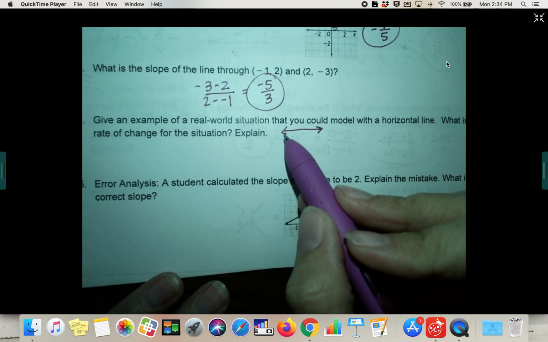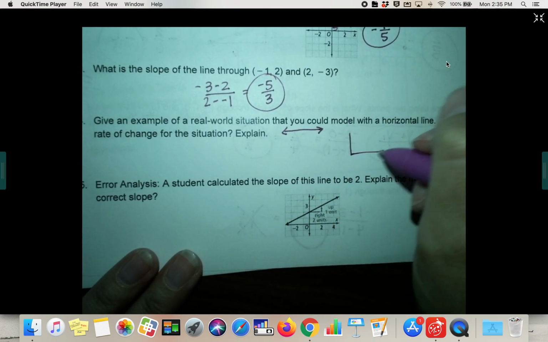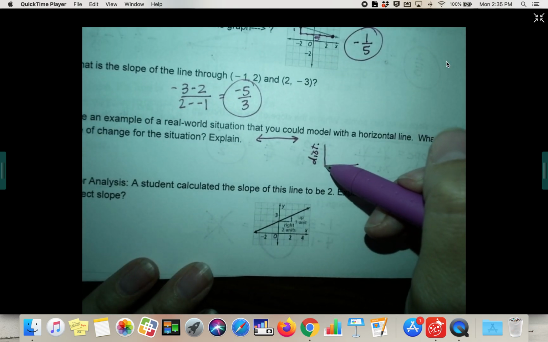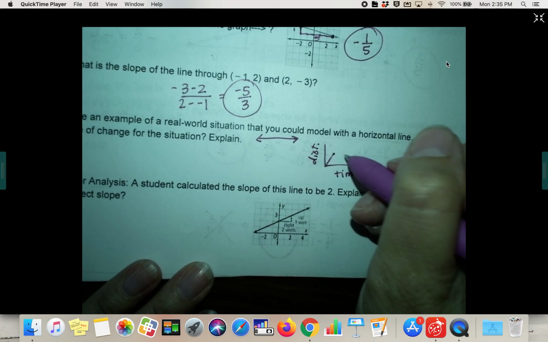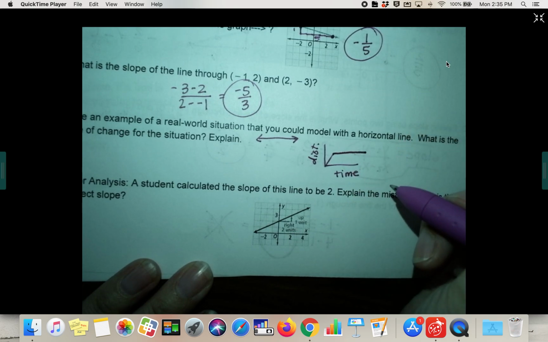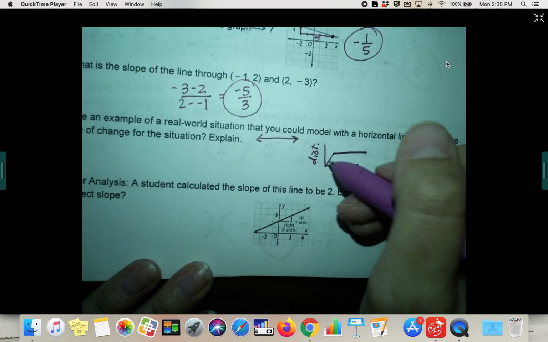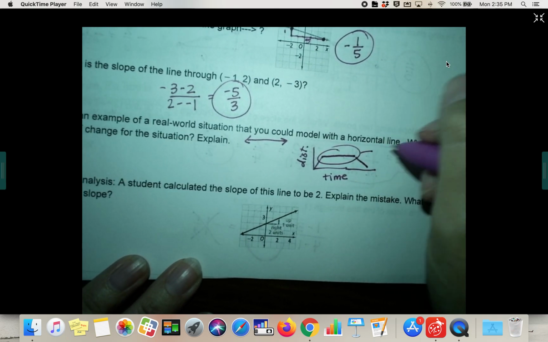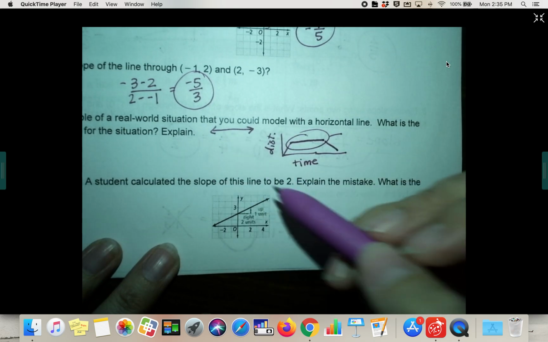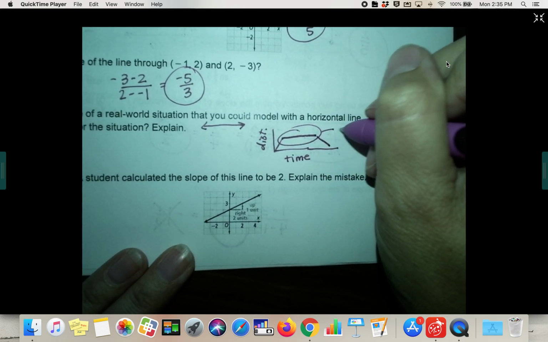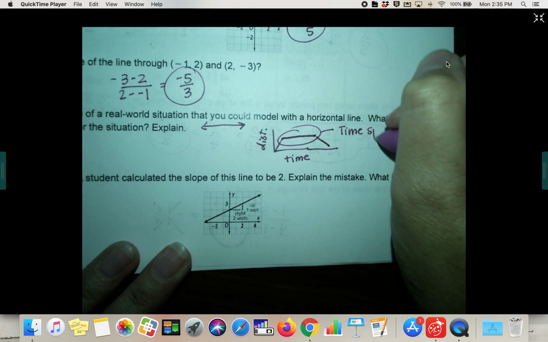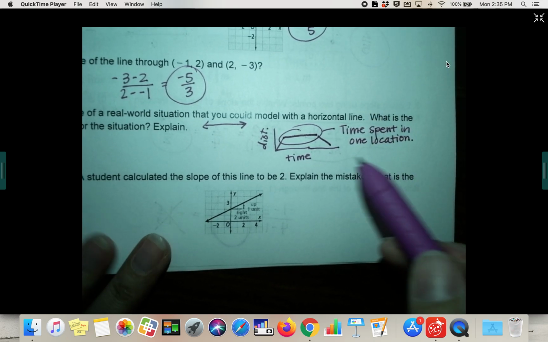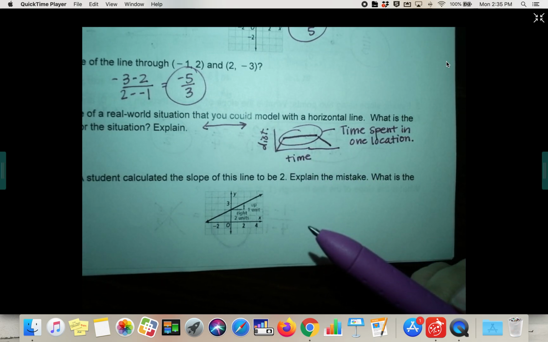Number 4, give an example of a real world situation that you could model with a horizontal line. So this would mean maybe distance over time, like if this is time and this is distance on a graph. Maybe you started to go to your friend's house and you walked how far away, but then once you got to your friend's house, you hung out there. So a horizontal line might represent time of not going any distance, and then maybe you walked back home. This is just one explanation. Obviously, there are a ton of different answers possible on this, but it could represent time spent in one location. And again, this only works in my specific example of distance per time.